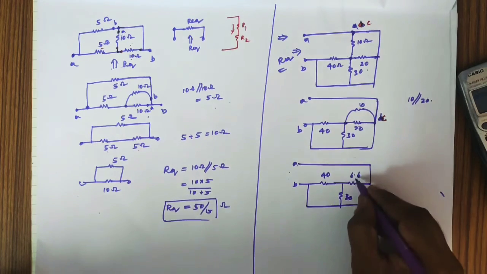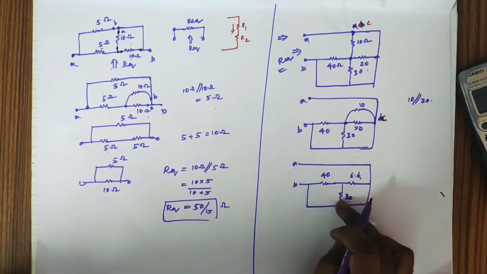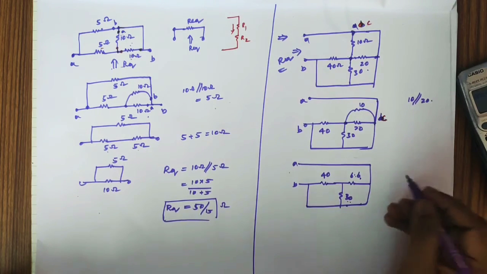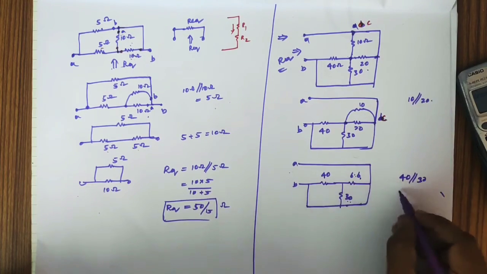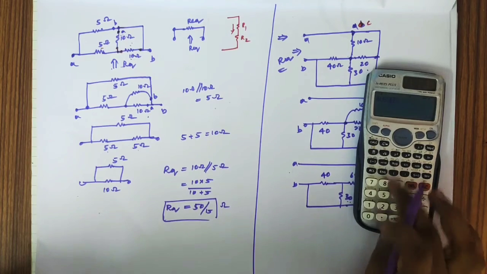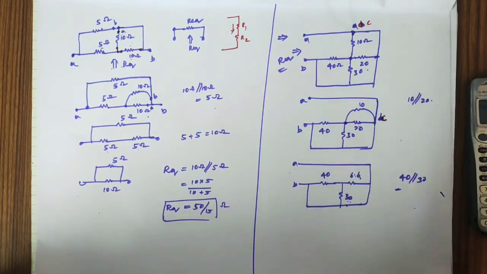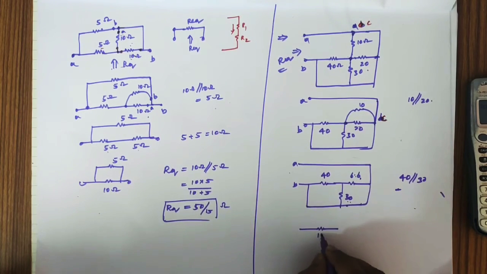Now observe carefully, these two things are in parallel, right? So we write 40 ohm in parallel with 30 ohm. So I am doing this thing. So 40 in parallel with 30, what happened? You got about 17.14.